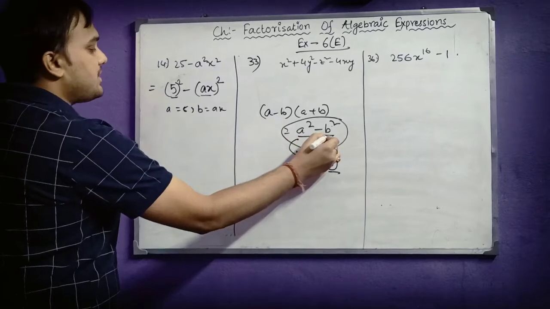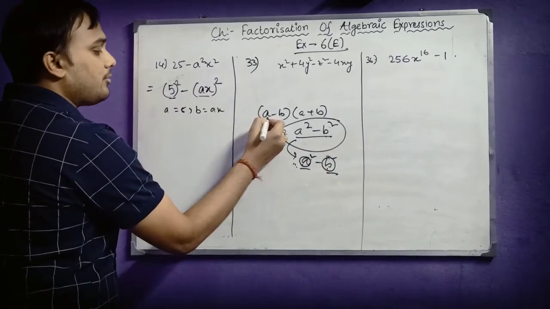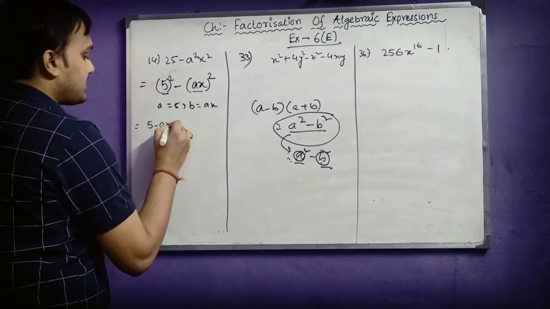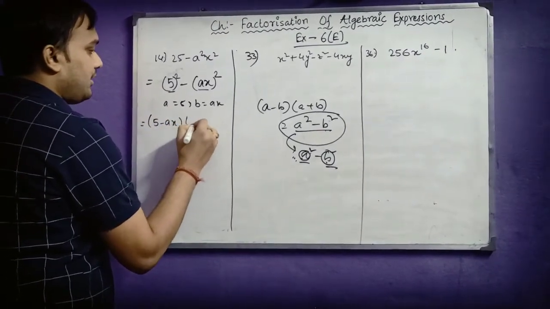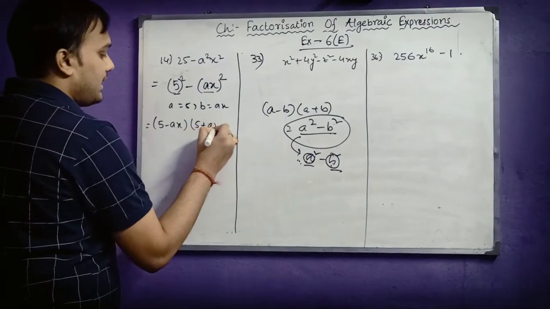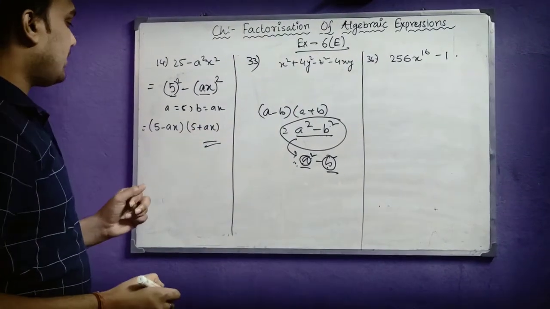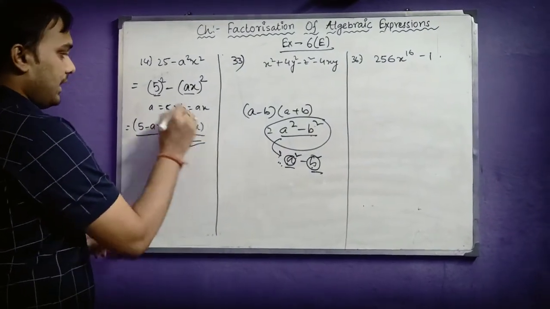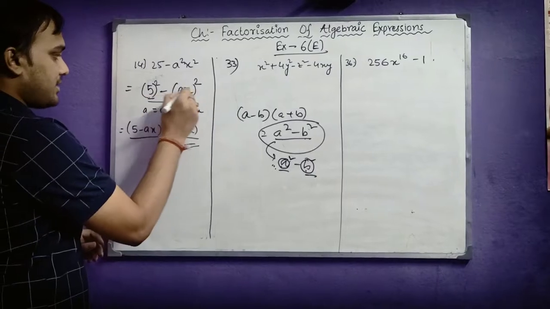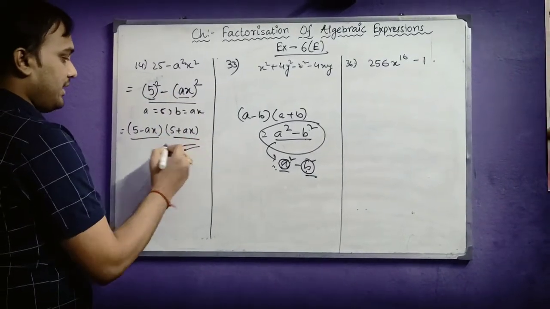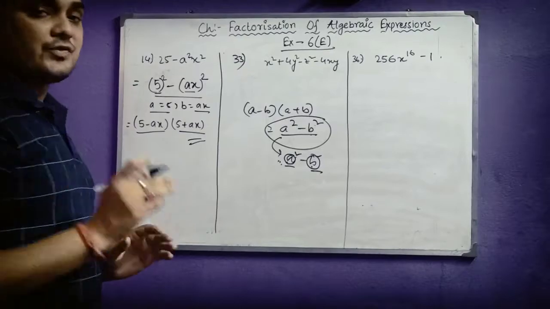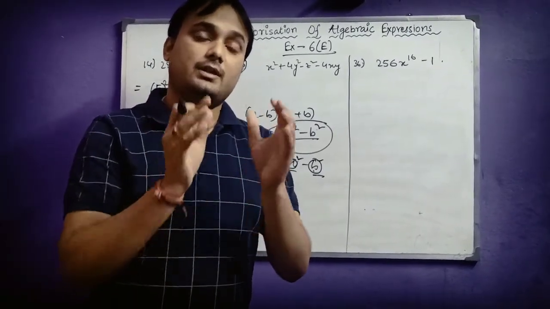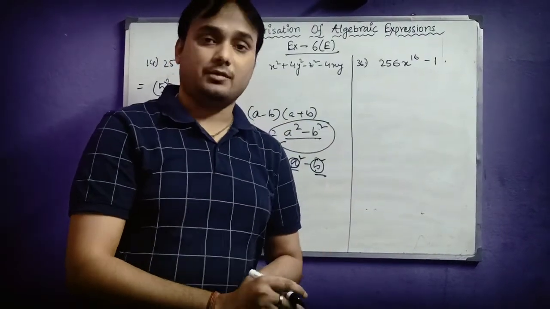So a square minus b square is equivalent to a minus b into a plus b. That means 5 minus ax, this is a minus b, and 5 plus ax, this is a plus b. So this is our final answer. As you can see, a square minus b square equals a minus b into a plus b, where a is 5, b is ax. So first you have to understand what is a and what is b by writing the question in the form of a square minus b square. Then only you can understand.